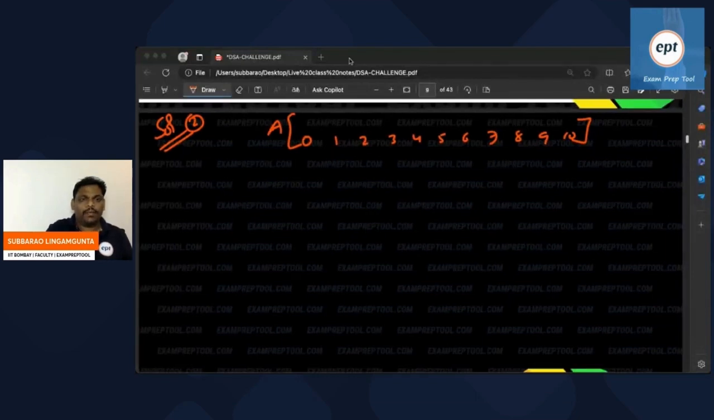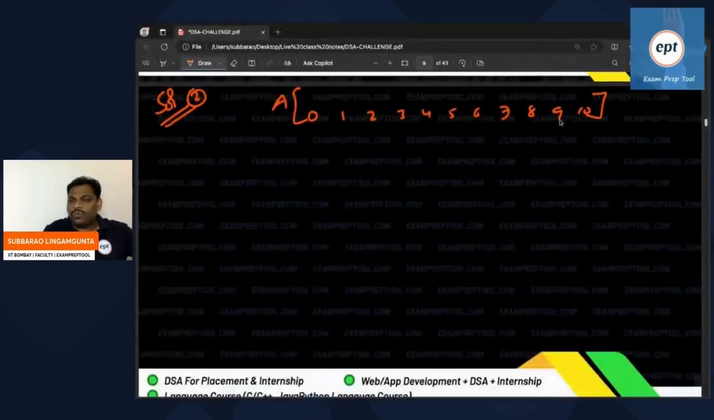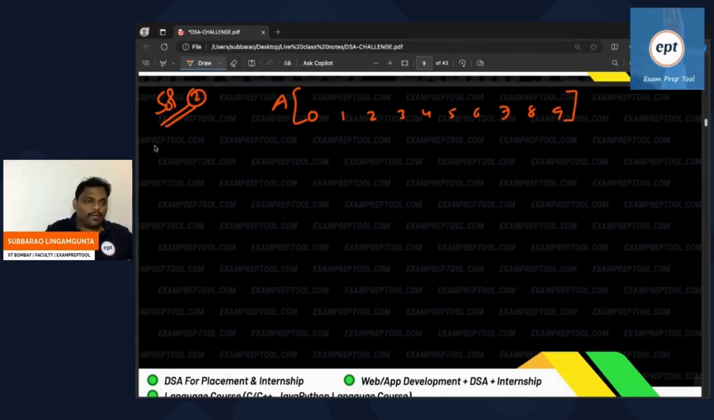A is an array, right? Now let me explain. It contains 0 to 9, or 0 to 10, whatever you want, let us assume 0 to 9. And remember it is a sorted array. But in the problem, it is not given sorted. So there is one array with some random elements.